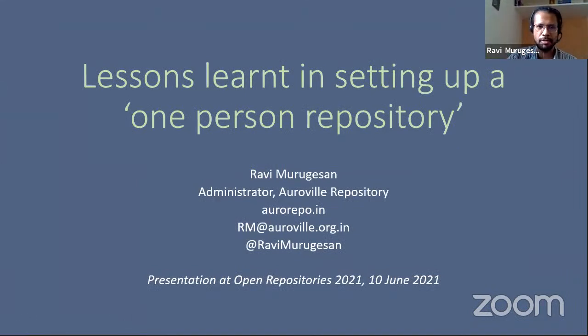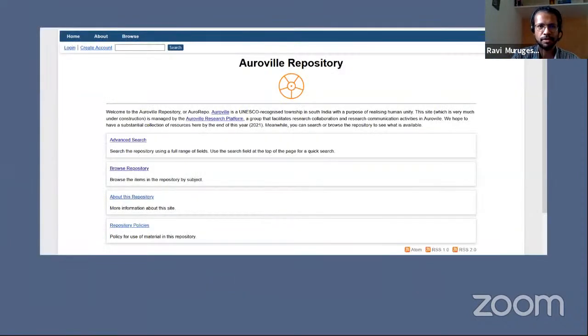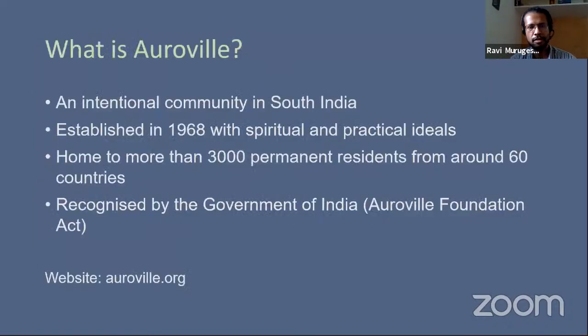So I'm going to talk about a one-person repository, inspired by the concept of a one-person library. This is a screenshot of the repository I administer, a fairly plain vanilla ePrints site. What is Auroville? It's not a university. It's a community in South India. It's an intentional community established about 50 years back and also recognized by the government of India.